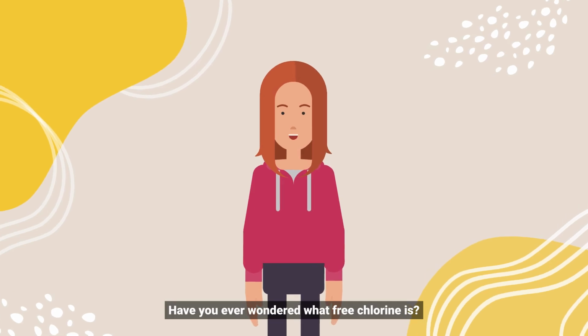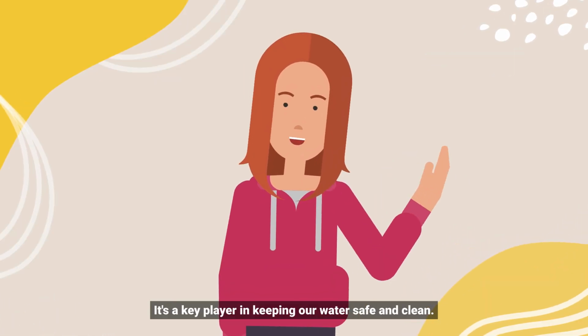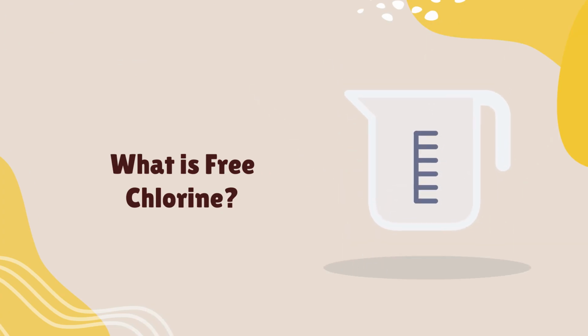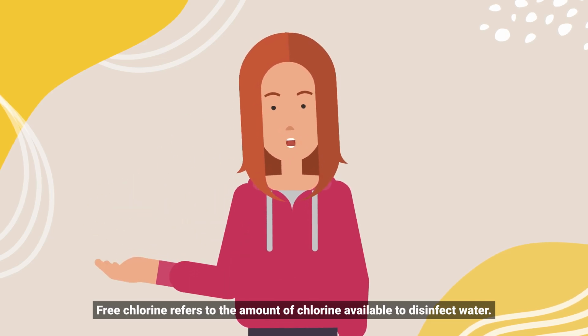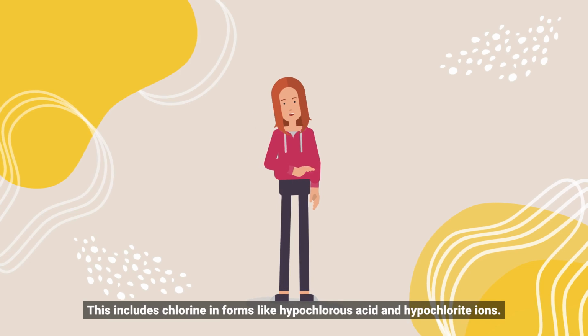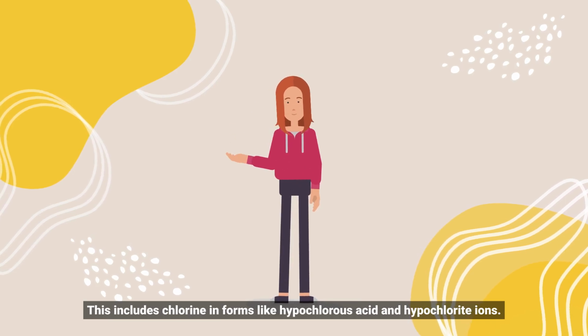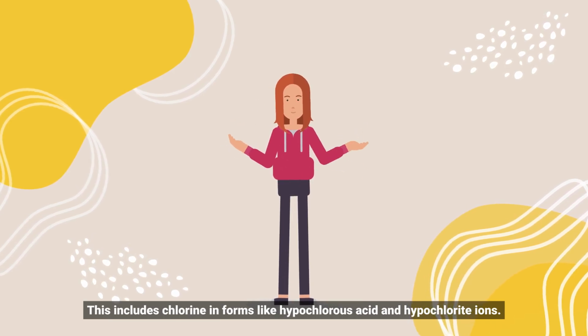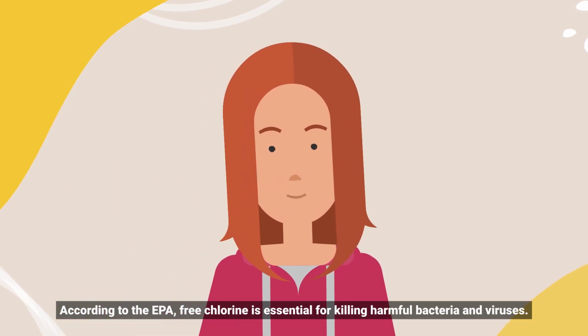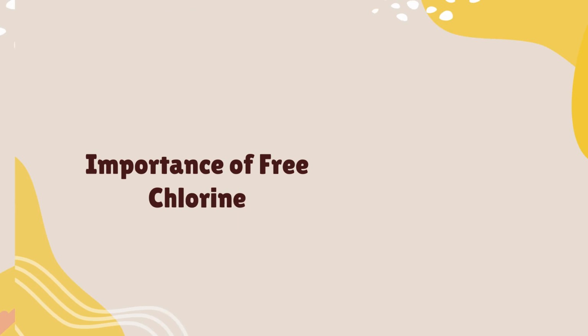Have you ever wondered what free chlorine is? It's a key player in keeping our water safe and clean. Free chlorine refers to the amount of chlorine available to disinfect water. This includes chlorine in forms like hypochlorous acid and hypochlorite ions. According to the EPA, free chlorine is essential for killing harmful bacteria and viruses.